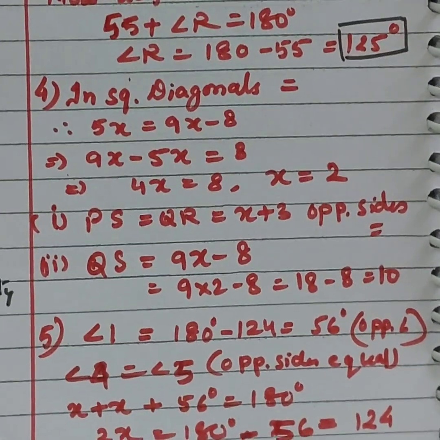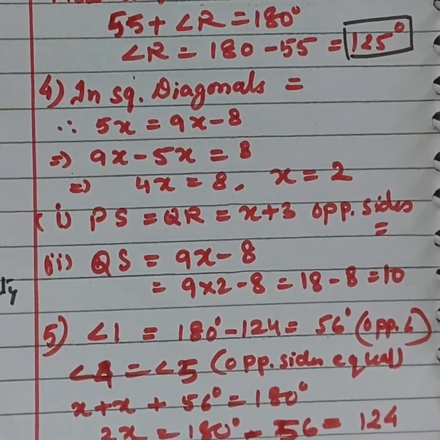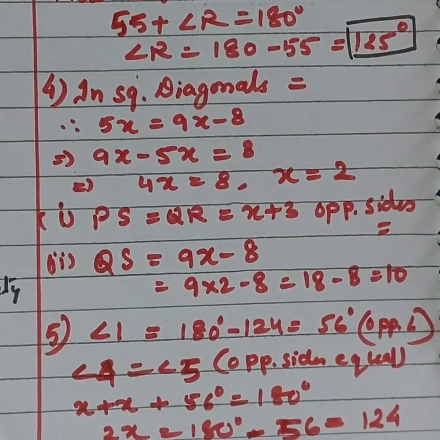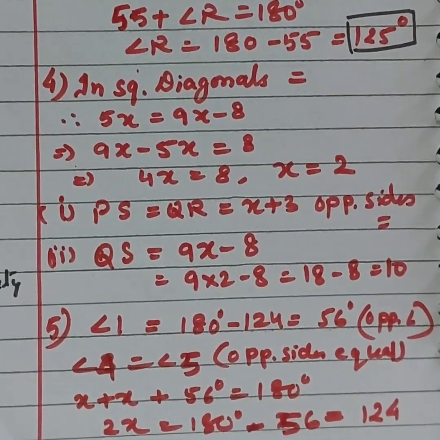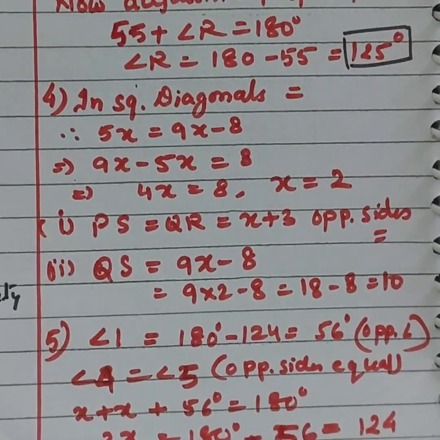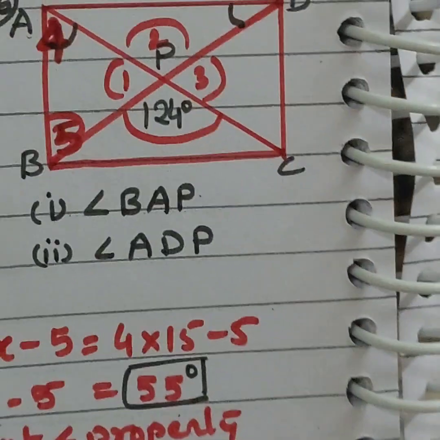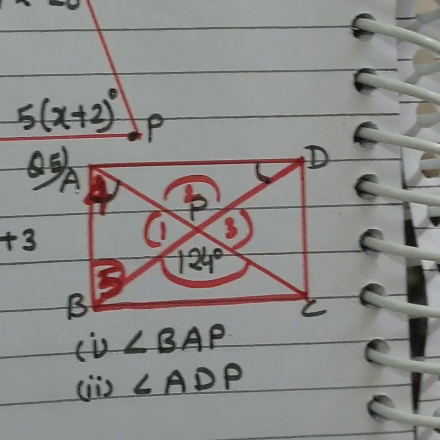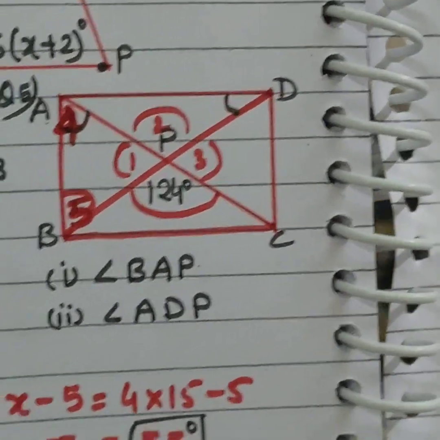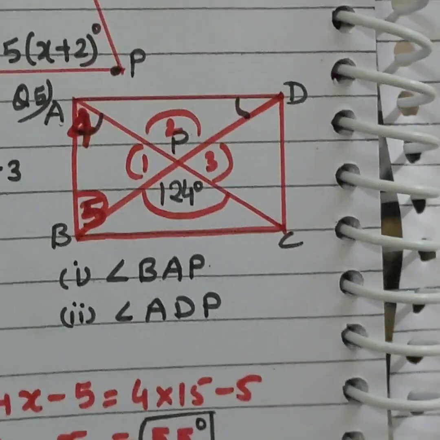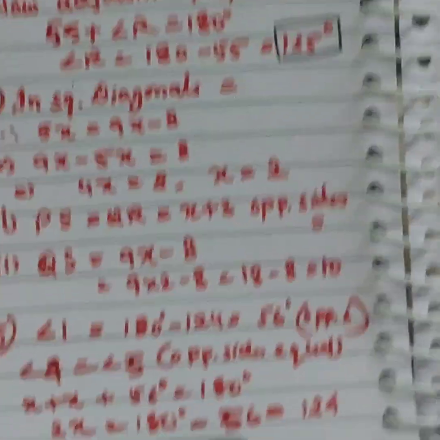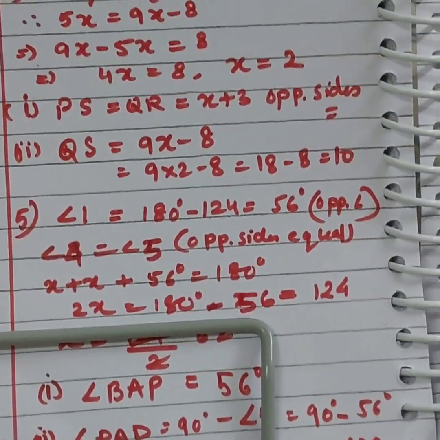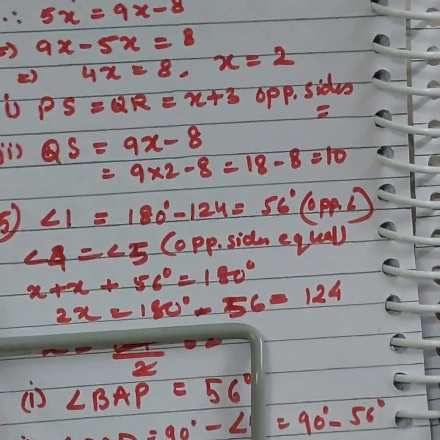Now question number 2 is QS equals to 9x minus 8. So again here you have to put x equals to 2. So you are getting 10. Clear? So next question is question number 5. Here only 124 is given to you. Okay. This is rectangle. Rectangle, remember that all angles are 90 degree. So when you will solve it, यहाँ पे थोड़ा सा tricky है. You have to take care of it.